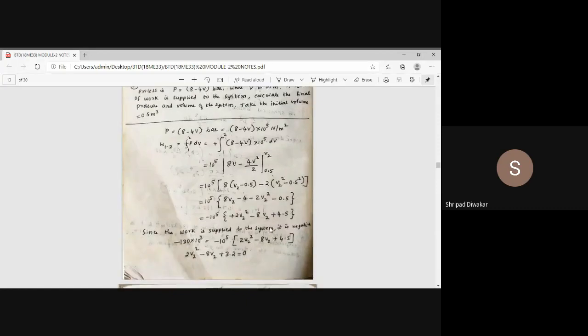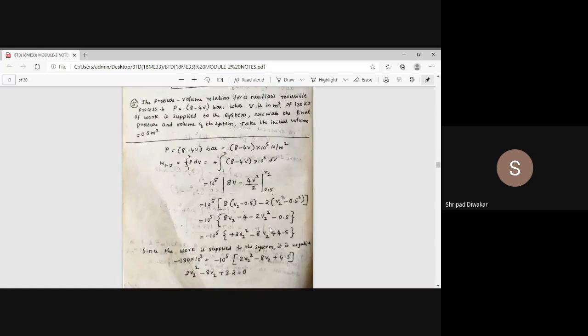Okay, what about P1? Otherwise you can find P1 also. P1 is 8 minus 4V1. That is also correct. You can find P1 and P2. But in our problem, they asked for V2 and P2. P2 is 8 minus 4V2, so you get 6.196 bar.